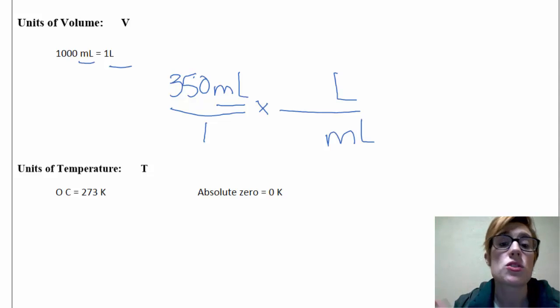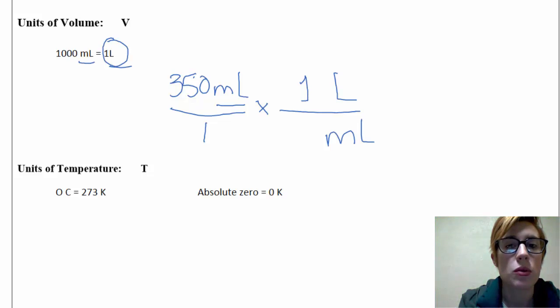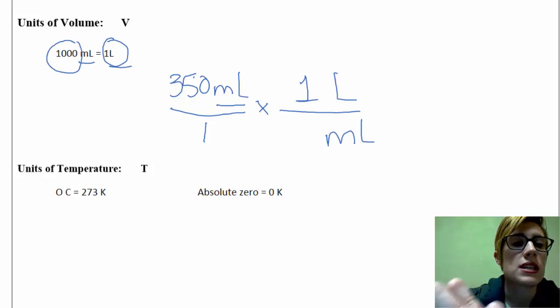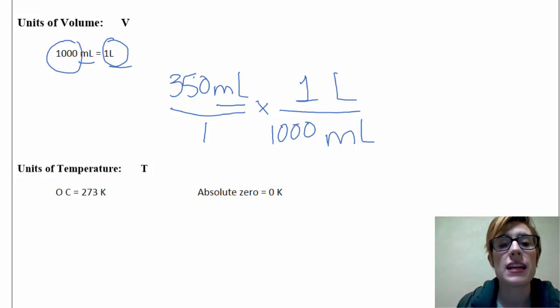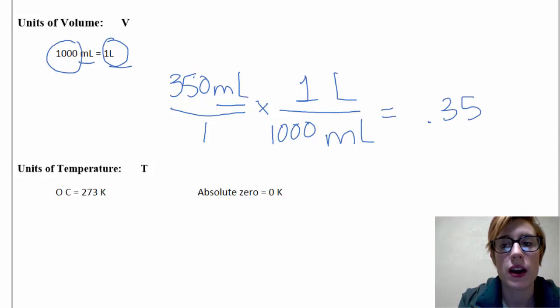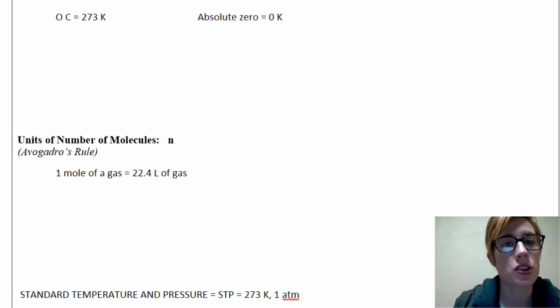And then now we just plug in our numbers. 1, you can see, is always next to the liter, so I put 1 here. And then 1,000 is always next to milliliters, so I'll put 1,000 on the bottom. So to convert from milliliters to liters, I'm essentially just dividing whatever number I'm given in milliliters by 1,000. So for this example, I would be 0.350 liters.